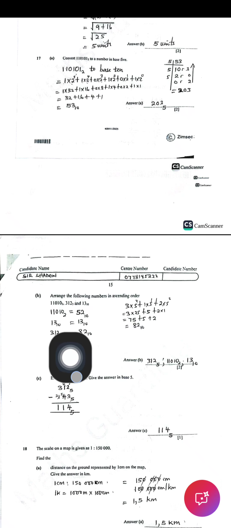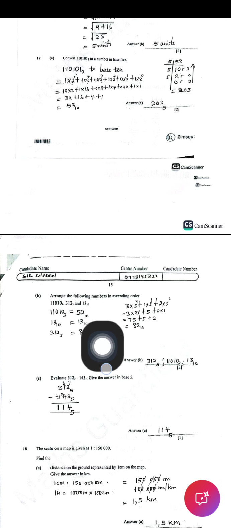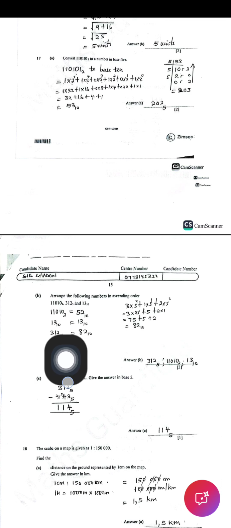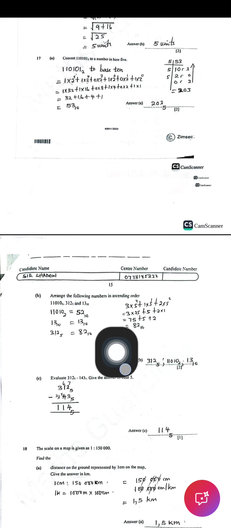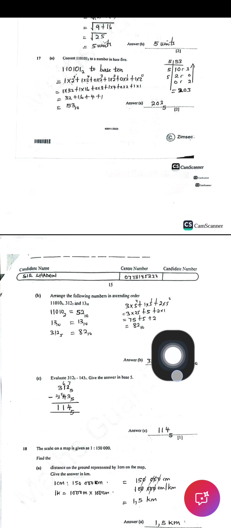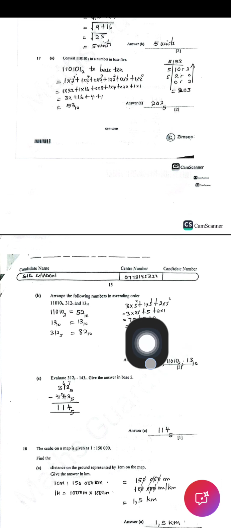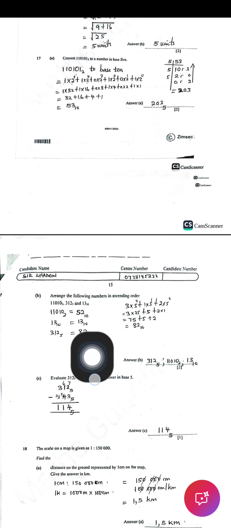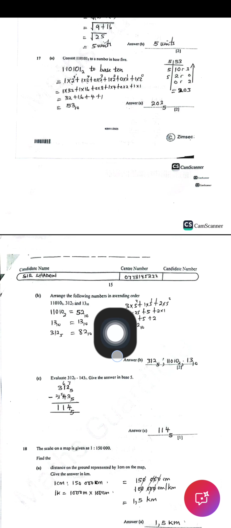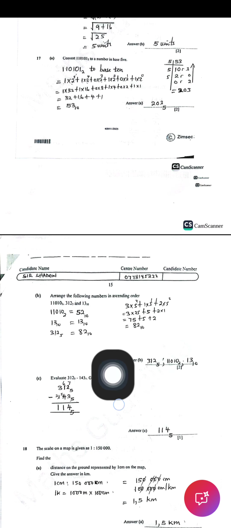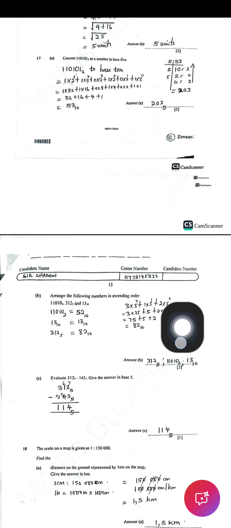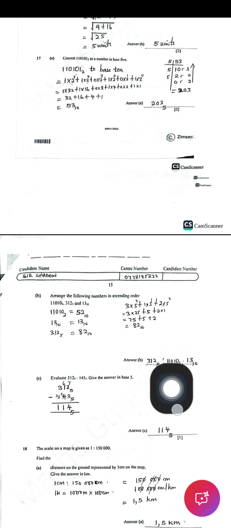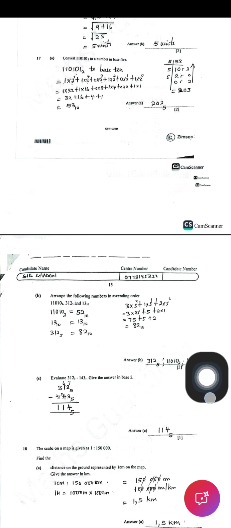So 52 base 10. Then 13 is already base 10. Then 312 base 5, converted to a number in base 10, gives 82 base 10. We asked you to arrange the numbers in ascending order, but I managed to arrange them in descending order, from largest to smallest.